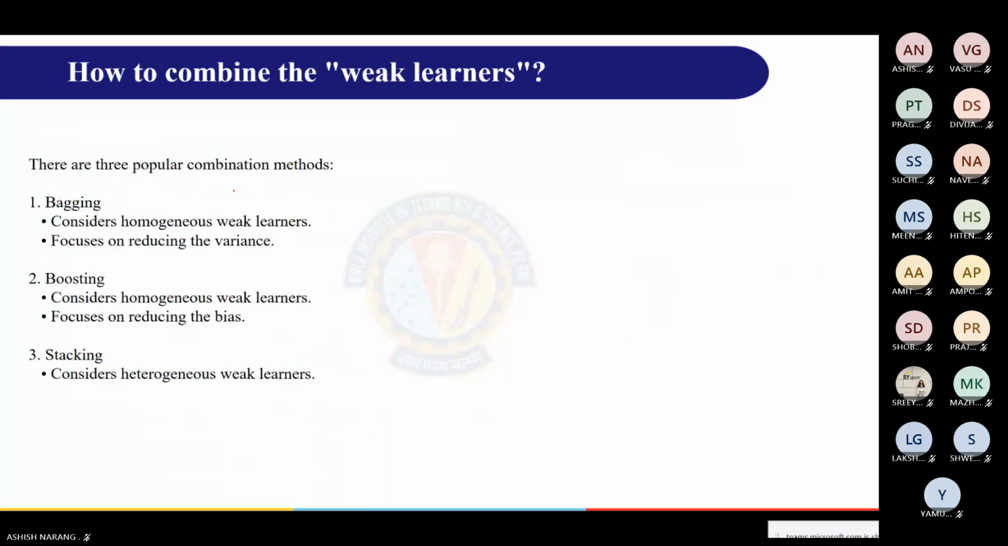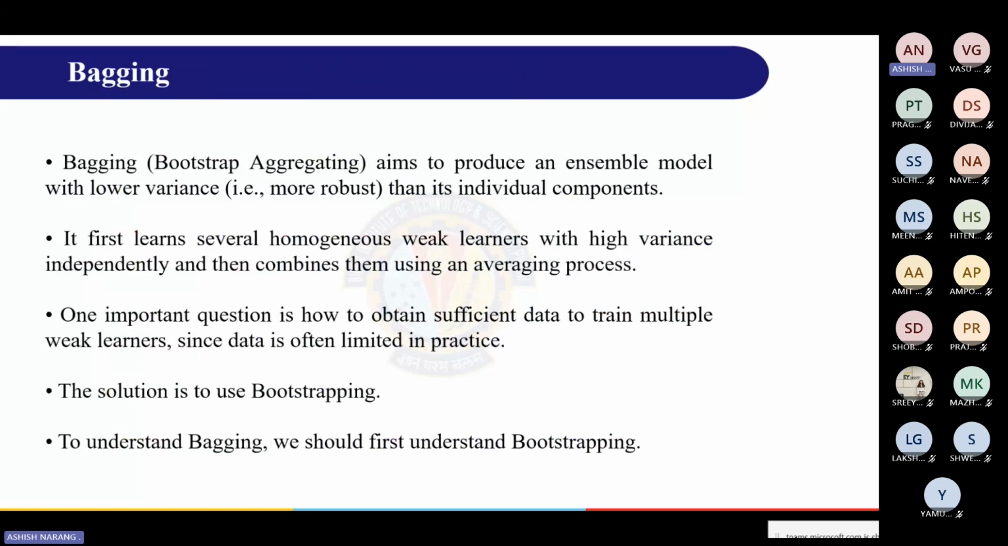There are three popular combination methods. Bagging considers the heterogeneous weak learners and focuses on reducing the variance. Boosting considers the homogeneous weak learners and focuses on reducing the bias. Stacking considers heterogeneous weak learners. So we will look into this. Let us see what bagging is.